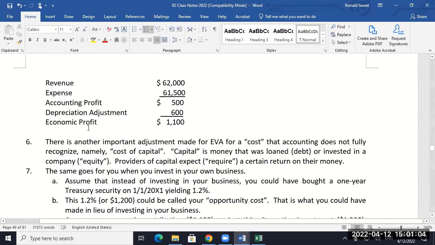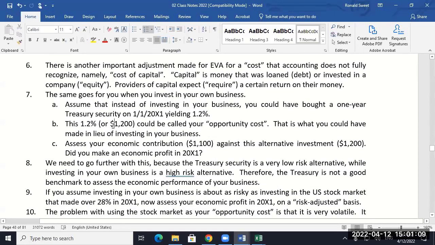So now how did she do? She had $1,100 in economic profit, but she could have just bought this treasury and made $1,200. She would have been better off, right? Had she just stayed with her job and put the $100,000 in the treasury, she would have made $1,200. But there's a serious problem with that.